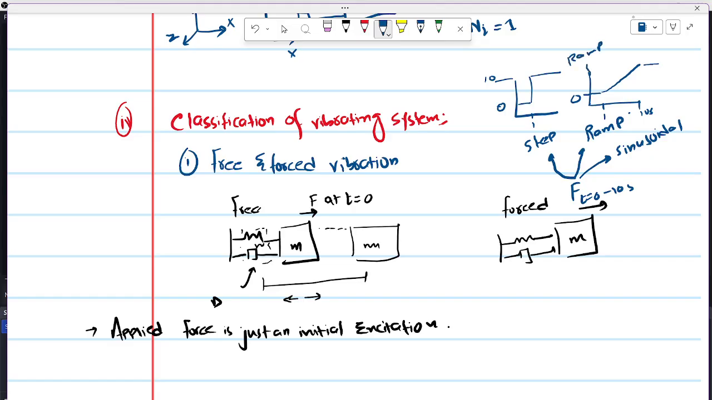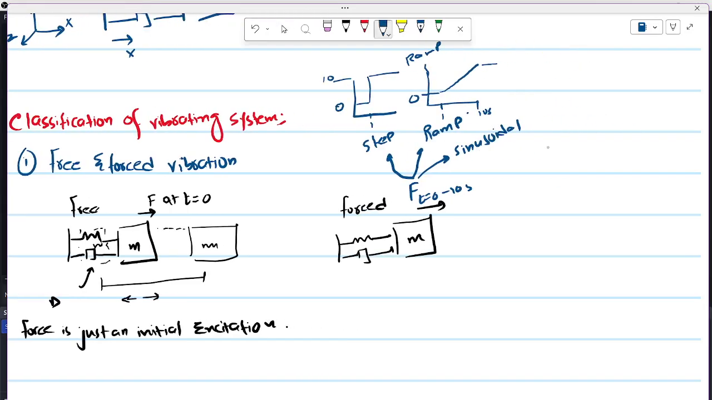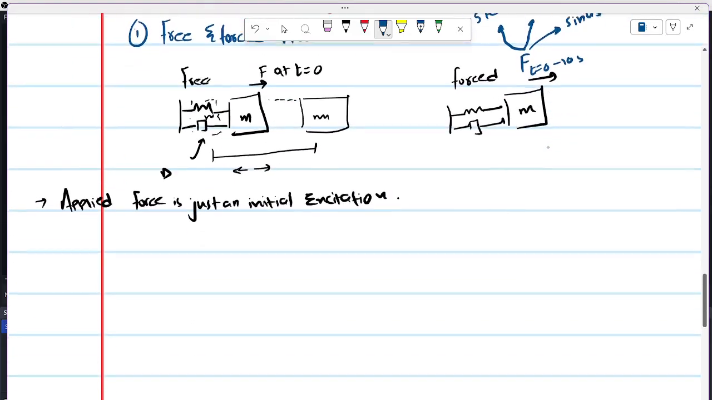And sinusoidal force, like you are applying force in a sinusoidal form. So you have the mean position as 0, let's say, and you're applying force 10 and negative 10, then positive 10, then negative 10 at a certain frequency. Obviously you need to know the frequency of your sinusoidal force. So that is a forced vibration, where the force is not just an initial excitation, rather we are applying force for some time and observing the behavior of our system.